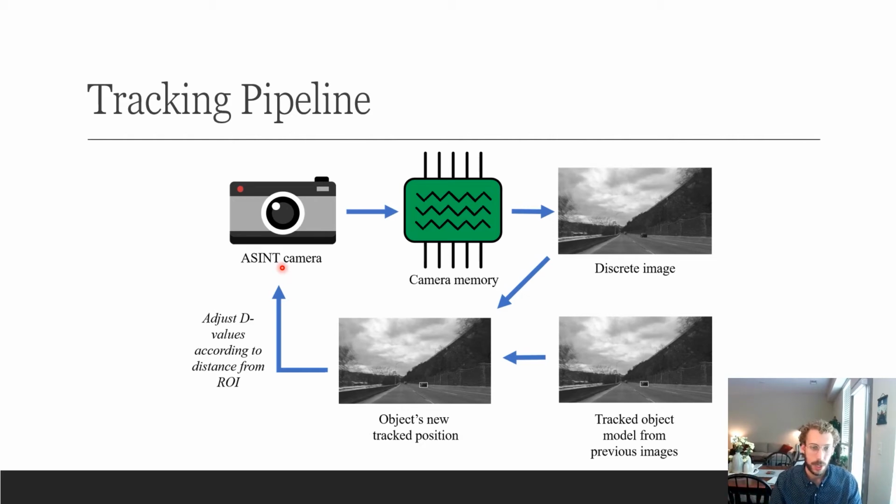But if we suppose our async camera is capturing information, then we can actually look at discrete image samples from that camera's memory and build a regular framed image from that, because we're just looking at each pixel's value in memory at a discrete point in time. We can plug that image into a traditional classical object tracking algorithm, obtain the object's new track position using the information about its previous location from previous images, and then we can adjust the camera's D values according to how far each pixel in the image is from this object.